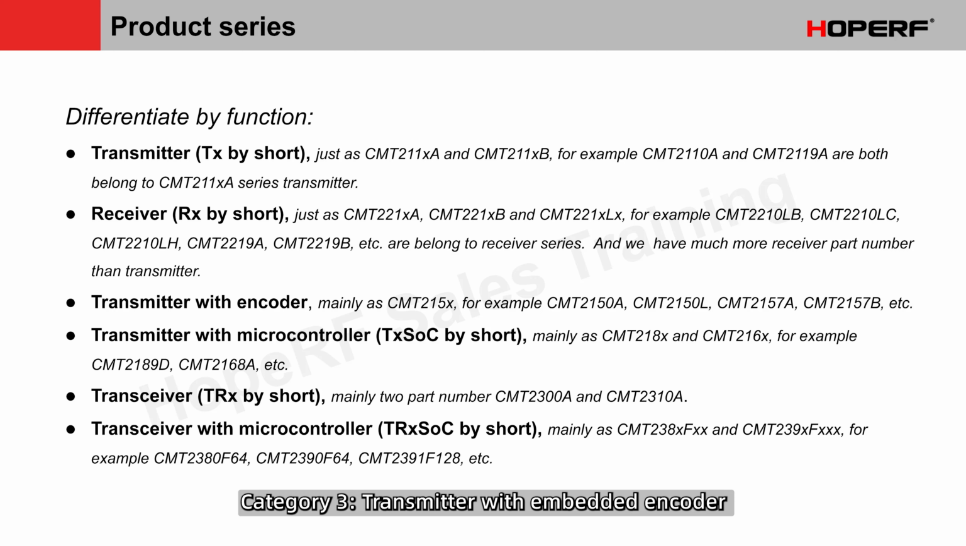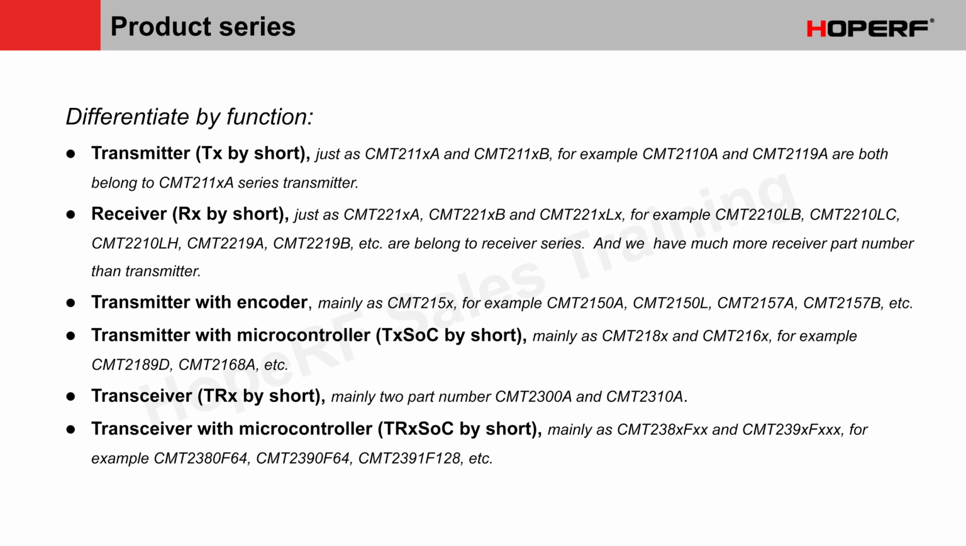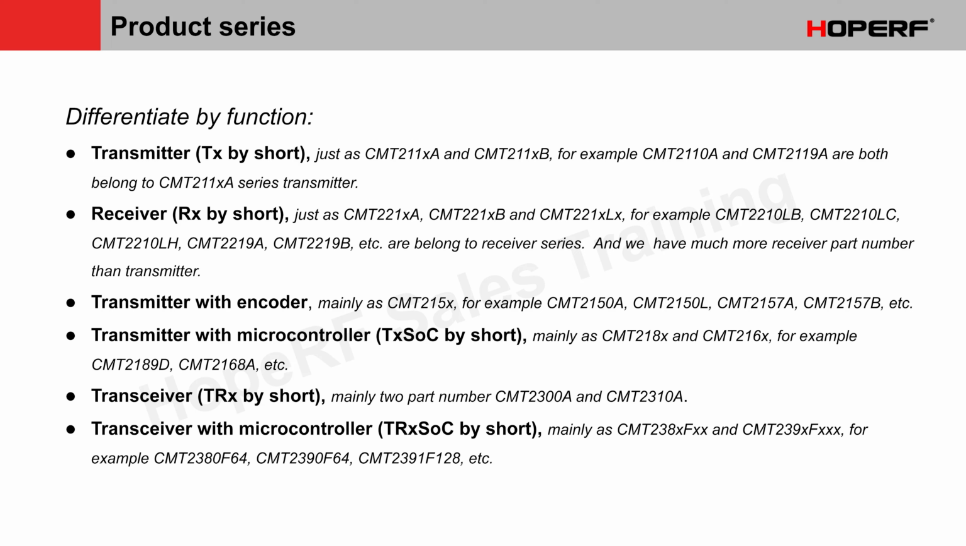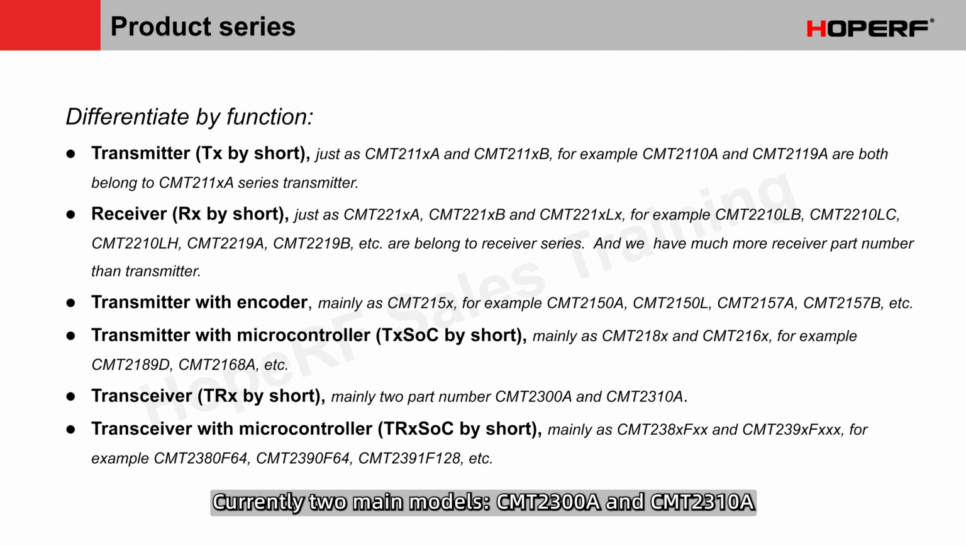Category 3. Transmitter with embedded encoder, mainly the CMT215DEX series. Examples: CMT2150A, CMT2150L, CMT2157A, CMT2157B, etc. Category 4. Transmitter with embedded controller, mainly the CMT218X and CMT216X series. Examples: CMT2189D, CMT2168A, etc.